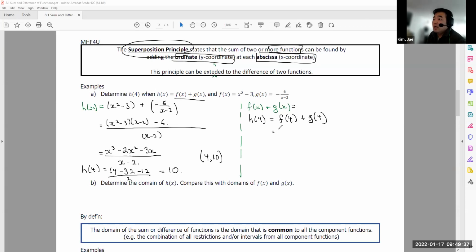And so what is f of 4? That would be 4 times 4 minus a 3. So 4 times 4, 16 minus a 3, that's 13. And g, what is negative 6 divided by 4 minus, that's a 2. That's a negative 3. 10. Ta-da! Therefore, 4 comma 10. One and the same.